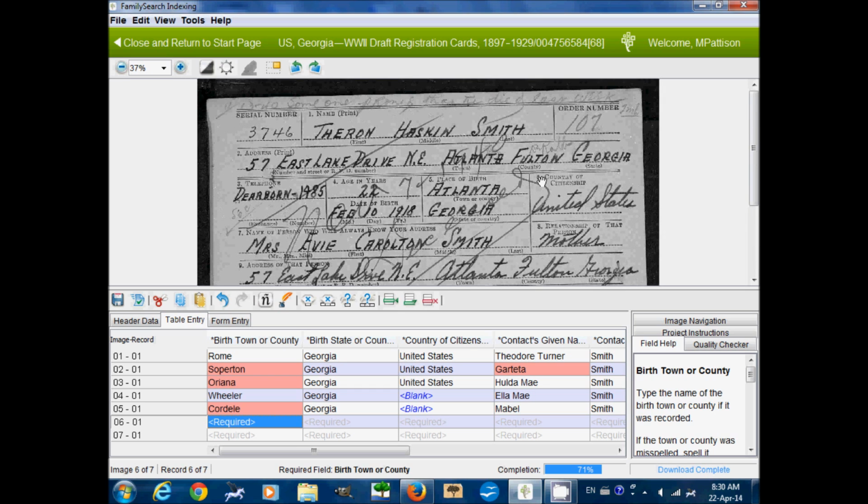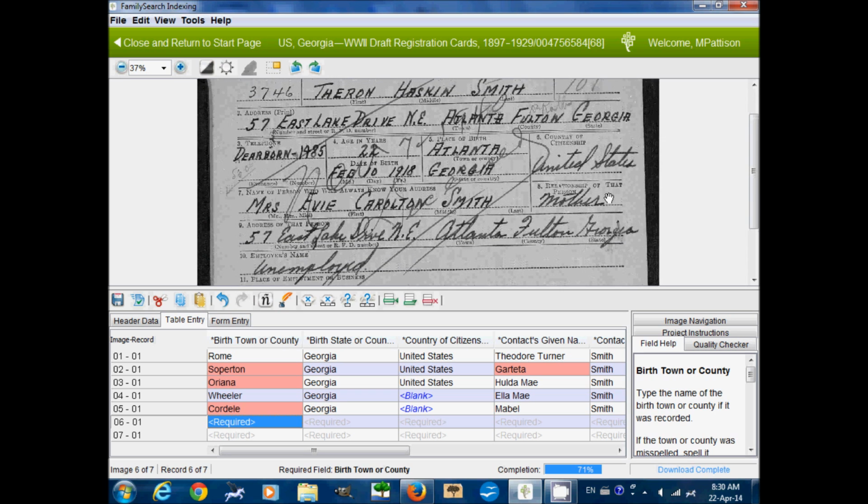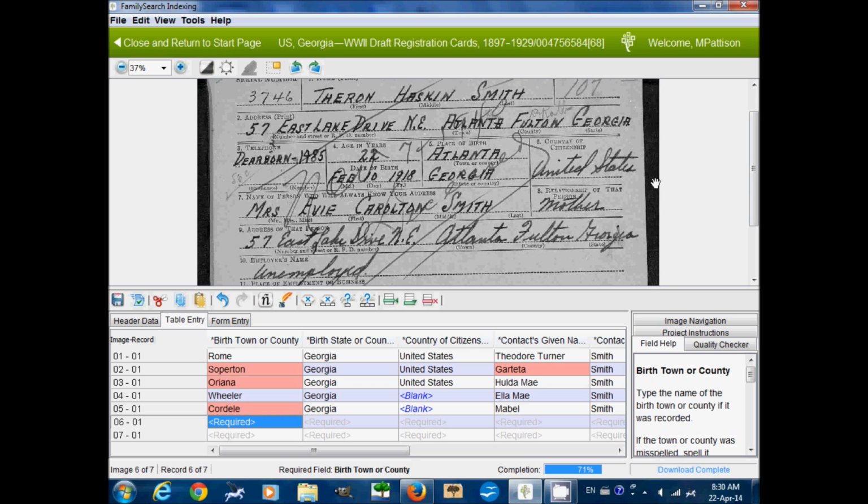Okay, this card, everything's been crossed off, and there's a note at the top that this person has died, but that doesn't matter. The general rule in indexing is, if an entry has been crossed out and there's no correction, then you index what was crossed out. You index the original entry, and so that's what we'll do. Place of birth, Atlanta, state, Georgia.